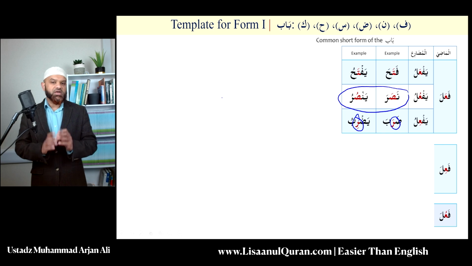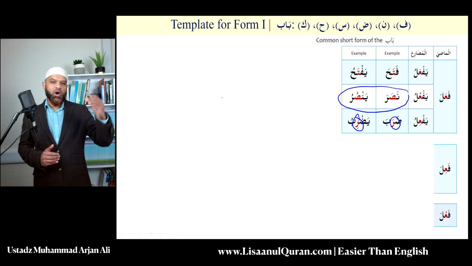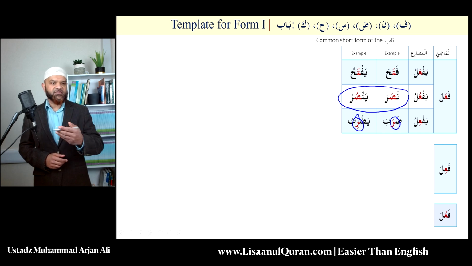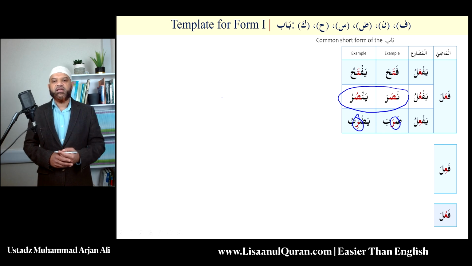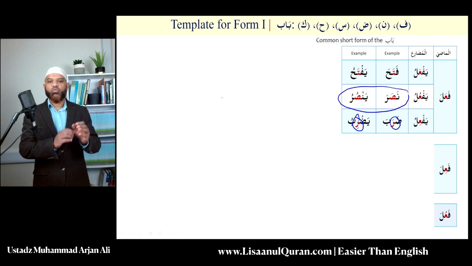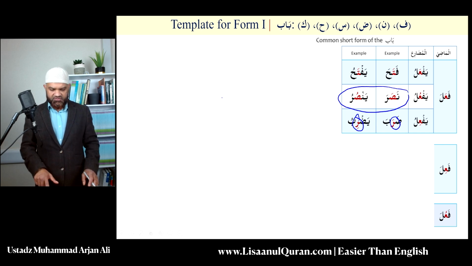So there are hundreds and hundreds of verbs that will follow one of these patterns. Either it will form fataha yaftahu, nasara yansuru, daraba yadribu. Of course, we look at the others later where the middle root letter in the Madi takes a kasra or damma. So this is what we've learned so far. So please note this, very important.